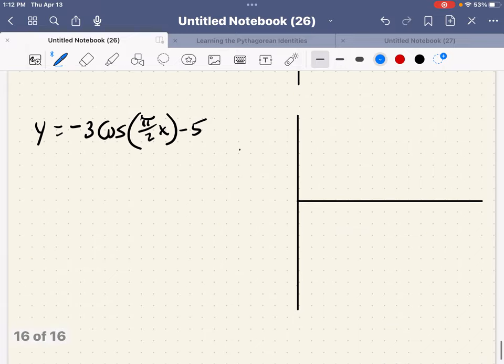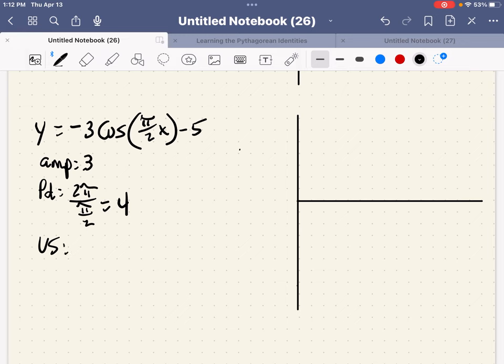Okay. Y equals -3 cosine pi over 2x minus 5. The amplitude is 3. The period is 2 pi divided by pi over 2, which would be 4 when all is said and done. And the vertical shift is down 5, which means y equals -5 is the midline.